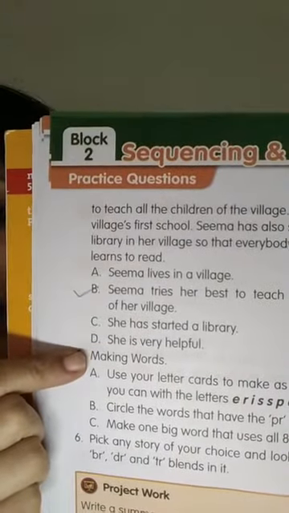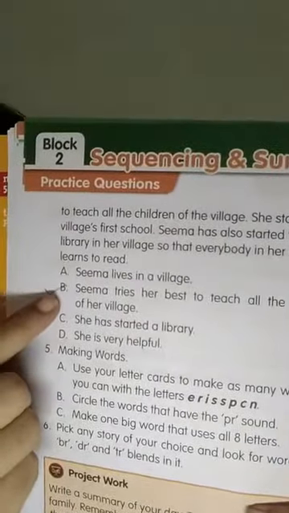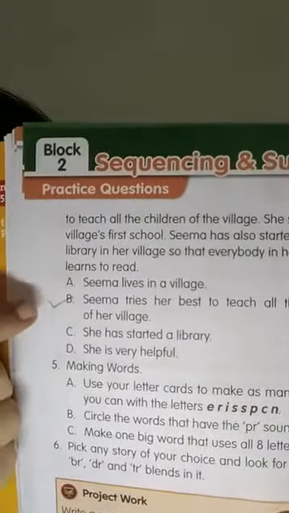Read the paragraph. Put a tick on the main idea of this paragraph. The fourth question. Children, you have to read this whole thing. Seema lives in a small village. She is a teacher. The people in her village are very poor. She tries her best to teach all the children of the village. She starts the village's first school. Seema has also started the first library in her village so that everybody in her village learns to read. The important part of the story comes in the B section. You have to tick mark B.